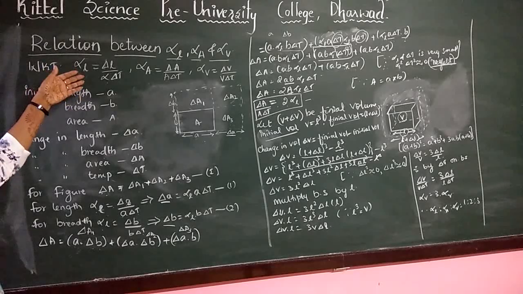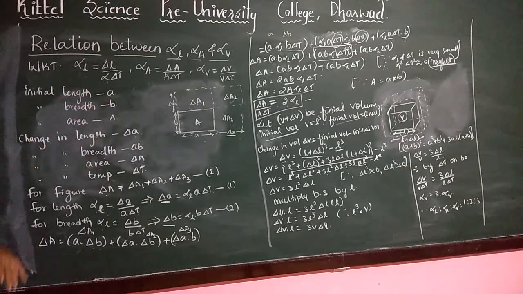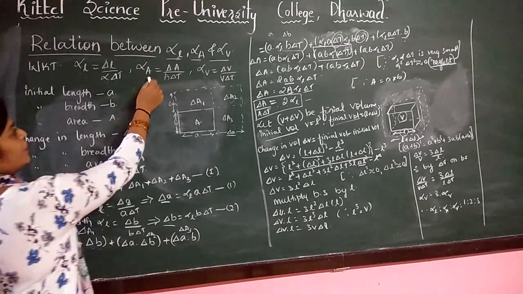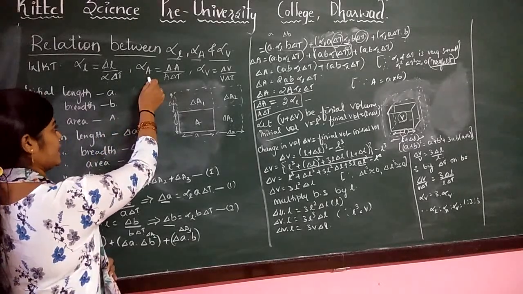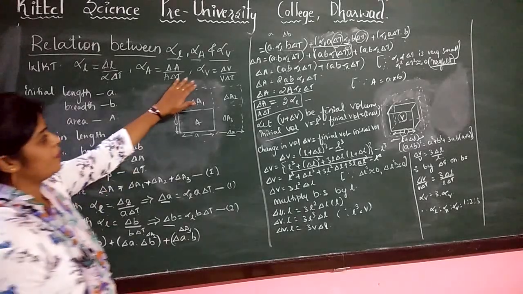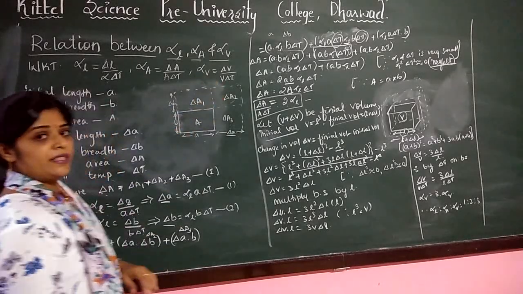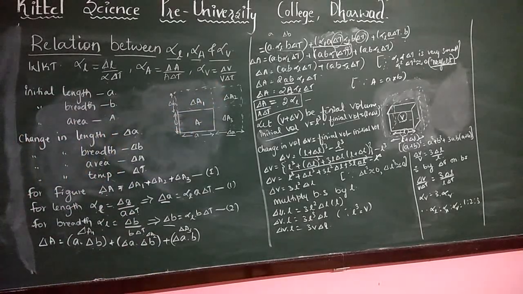How are we going to define the coefficient of linear expansion? The coefficient of linear expansion is defined as the fractional change in length due to increase in temperature. Similarly, the coefficient of area expansion is defined as the fractional change in area due to increase in temperature. Similarly, the coefficient of volume expansion is defined as the fractional change in volume due to increase in temperature.